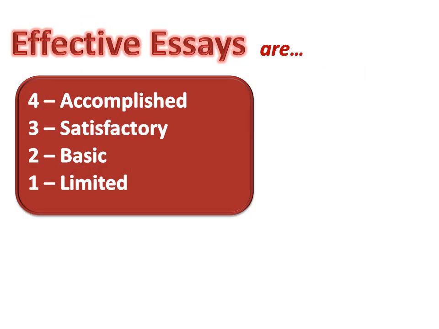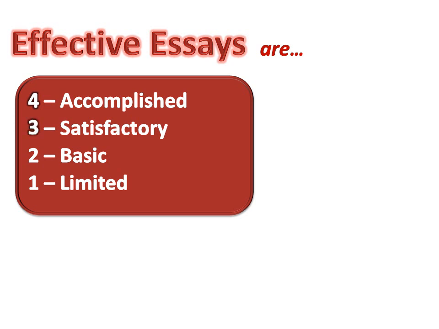Your essay receives a score of a 4, 3, 2, or 1. The most effective essays are scored a 4. That's accomplished writing. That means that not only do you understand how to write an expository essay, but you write one that's interesting to read, beautifully organized, with amazing transitions, specific, clear ideas, and great attention paid to the use of punctuation and grammar to enhance your writing.